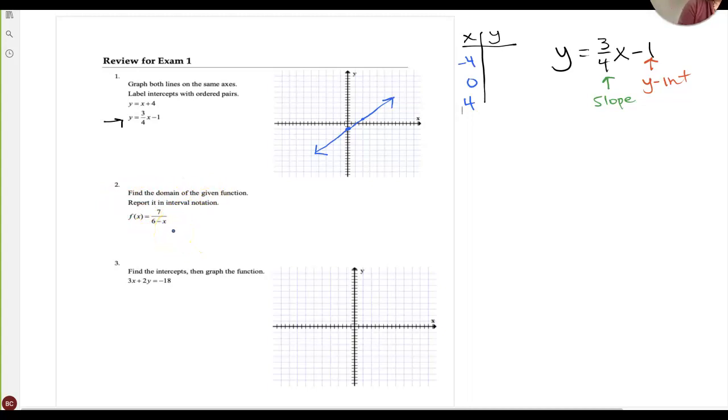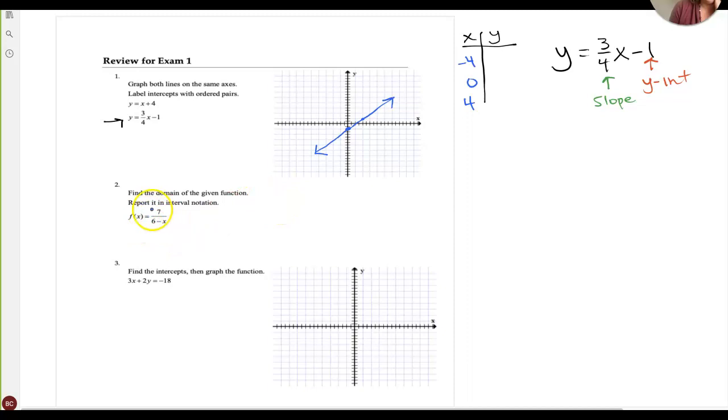And so does anybody remember, when we have a fraction like this, notice we have a fraction, right? There's certain values that we can't use, otherwise it's going to make this undefined. Does anybody remember how we figure that out? Yeah, we have to look at the denominator. Okay. The denominator must not equal 0.